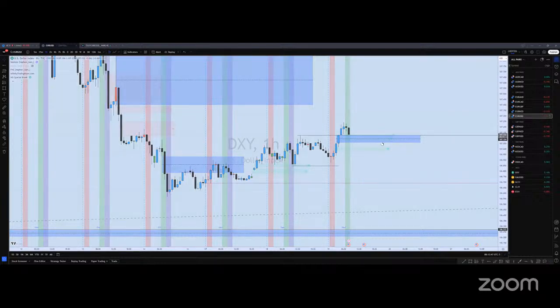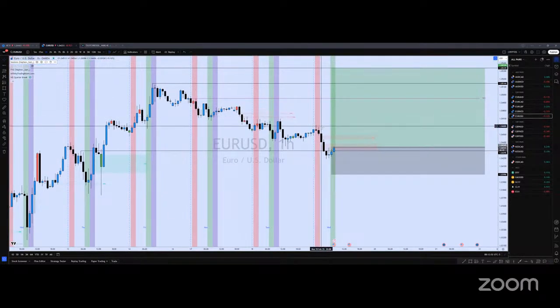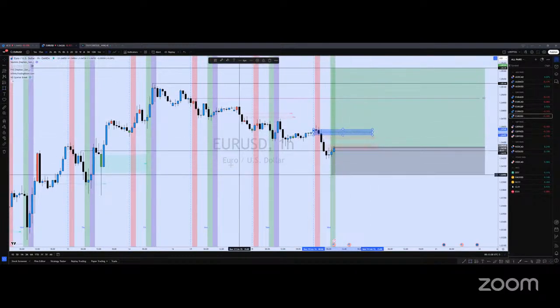So euro, you can start looking for, or if you want to be conservative, then wait for price to break this high. Okay, wait for price to break that high, then you can start looking for a potential move to the upside. Personally, that is what I would like to do. But sometimes it can be too late. It might run aggressively up, so then you might not get an entry.